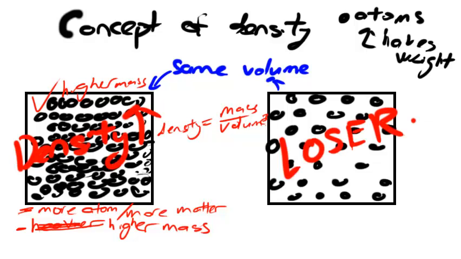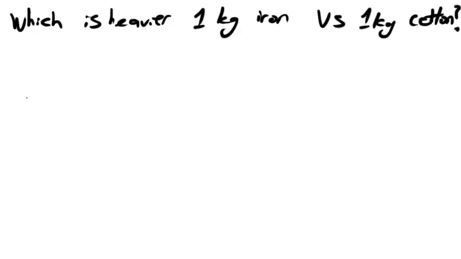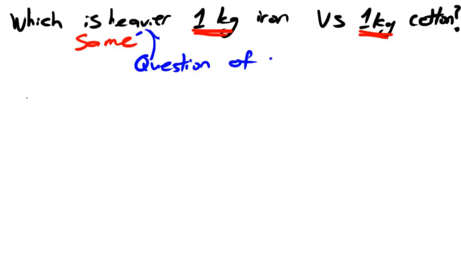Remember the trick question? Which one is heavier? 1 kilogram of iron or 1 kilogram of cotton? Of course you know the answer. They are the same. Both are 1 kilogram. But this is the question that asks you to think about mass.